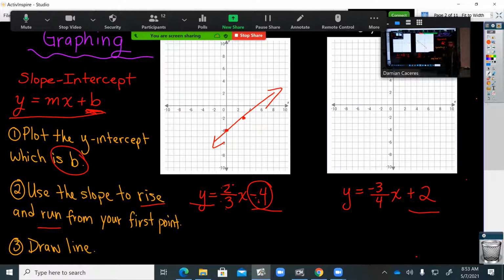Now, look at the one you're doing on your own. The negative is on the 3, which means instead of going up and right, you're going to go down and right. So do the same steps right here. Graph the y-intercept, down 3, right 4.